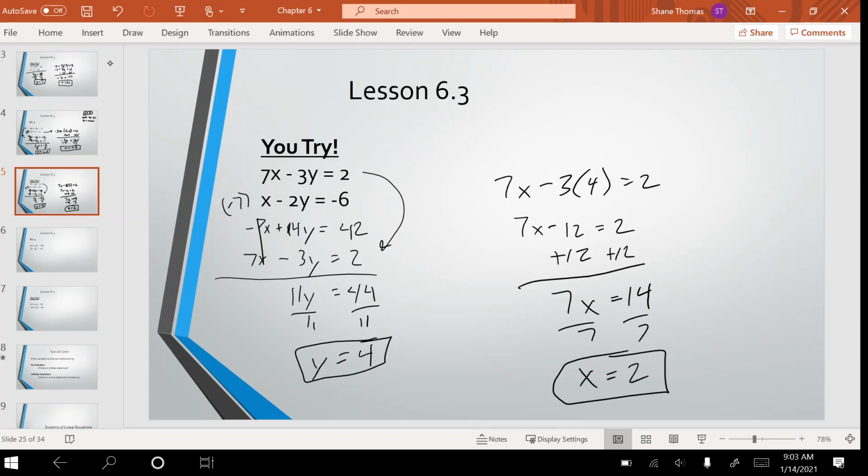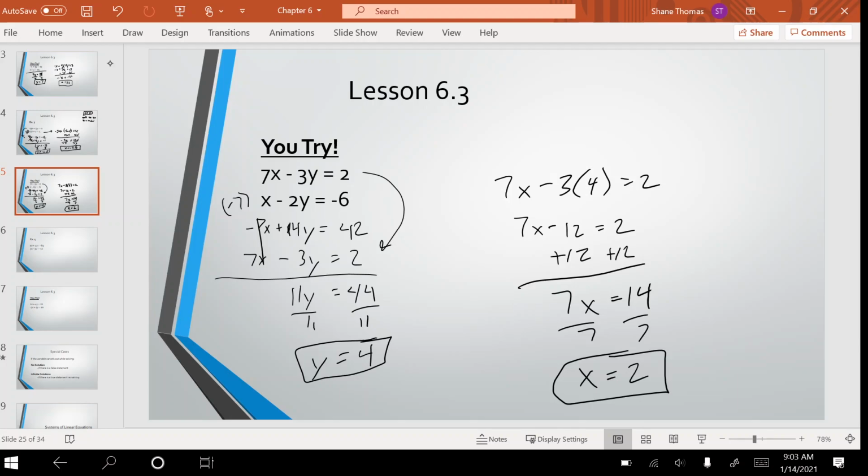All right. So we got y is 4 and x is 2. Is that what you two got? There we go. 50% right. All right. Better than nothing. So x is 2, y is 4.